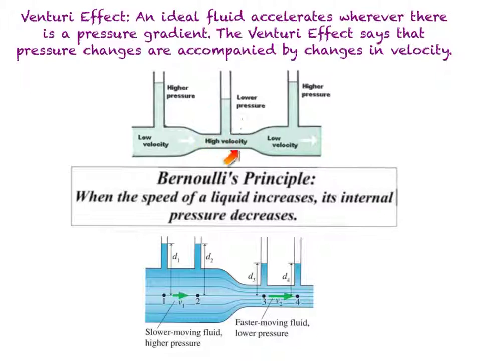That increased velocity results in a lower pressure in that higher velocity fluid. There will be greater pressure on either side, which causes the liquid to drop in that middle tube. This is called Bernoulli's principle. Bernoulli's principle says that when the speed of a liquid increases, its internal pressure decreases. This doesn't apply to just liquids, of course. It applies to all fluids. So when the speed of a fluid increases, its internal pressure decreases. Moving fluid means lower pressure.